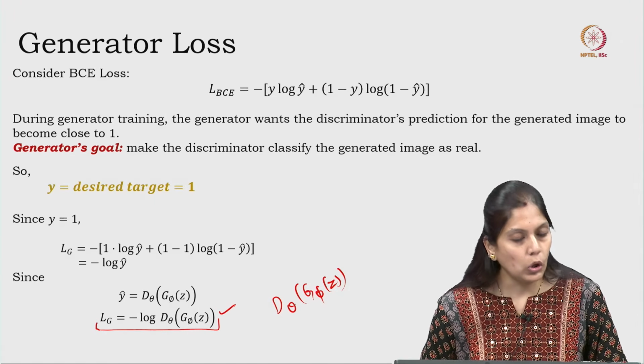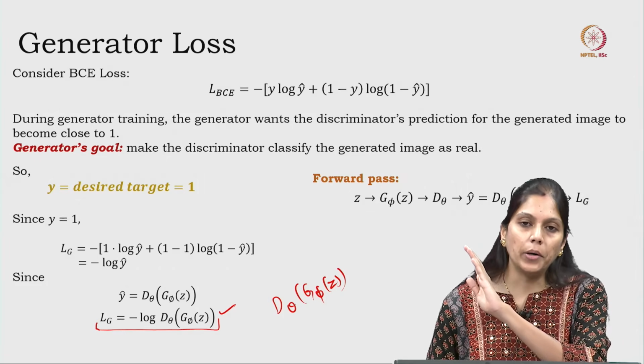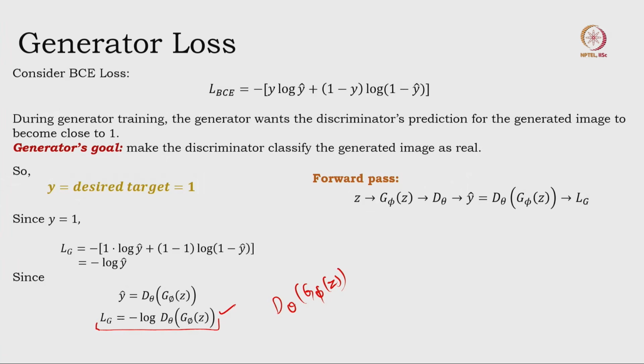Generator loss. So, what is the entire forward pass? We have a Z. Z is passed to the generator, and the generator is going to produce the generated image, and that is passed to the discriminator D theta, and the discriminator is going to give us the prediction y hat, and later you are computing the loss. What is the loss here? The loss is this. This is the loss function of the generator.